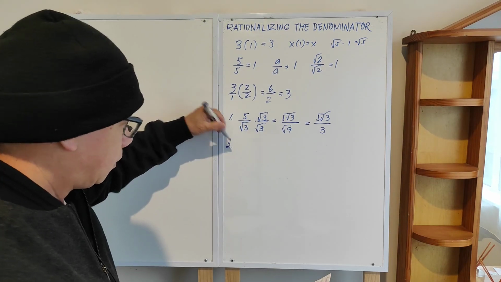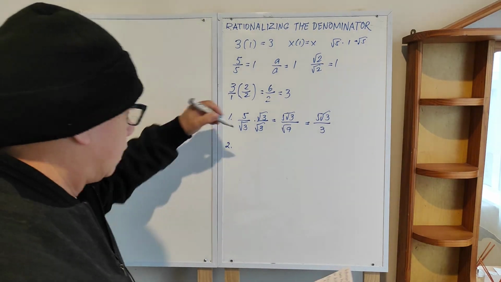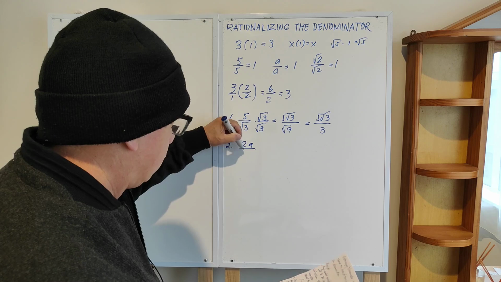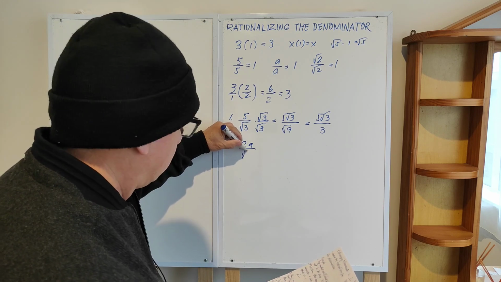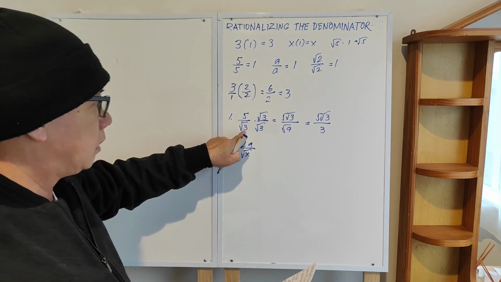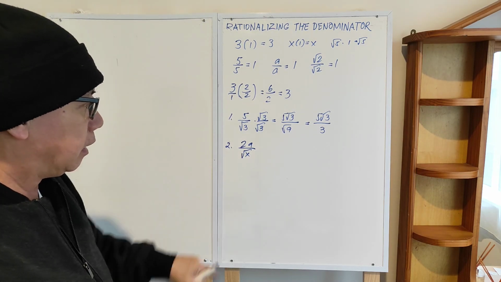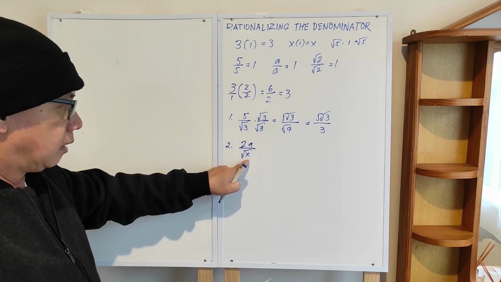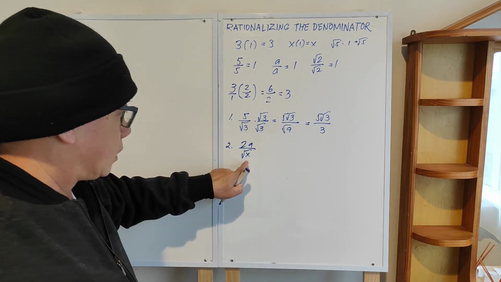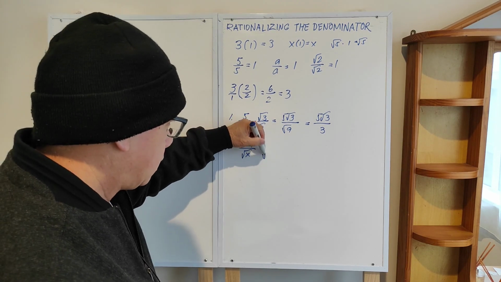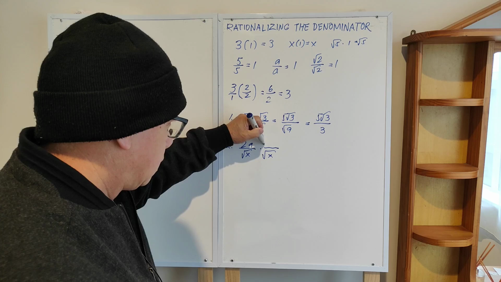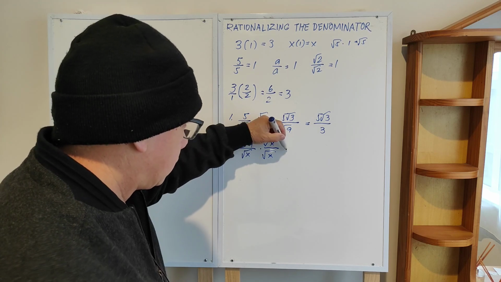Example 2: 2a over square root of x. So it doesn't have to be just a number. You can also remove the radical sign even if it is a variable. So square root of x, we multiply that by square root of x. We have to multiply the top as well with square root of x.